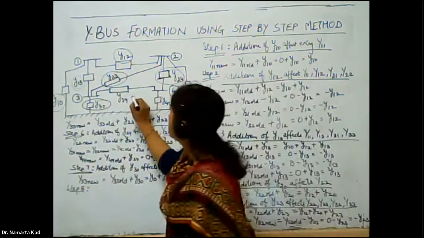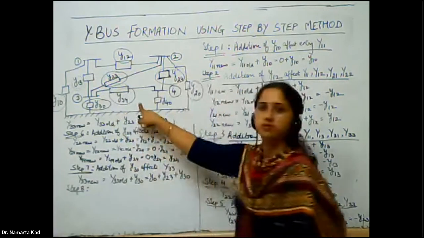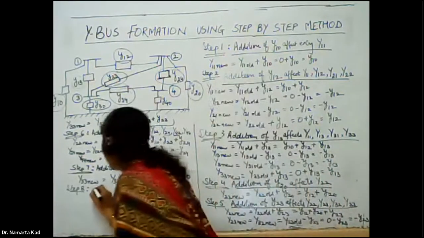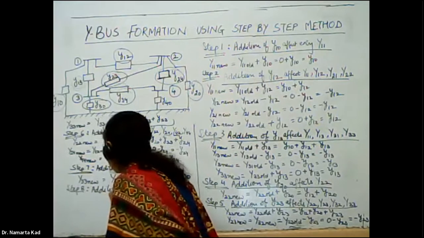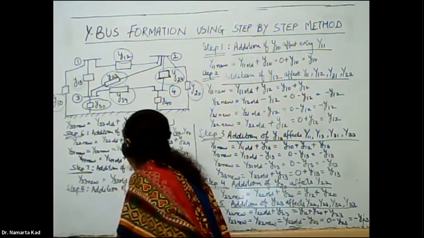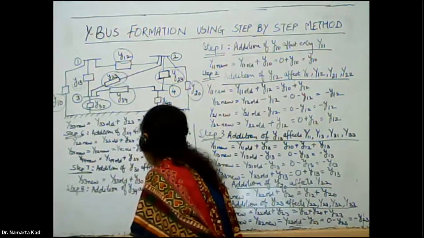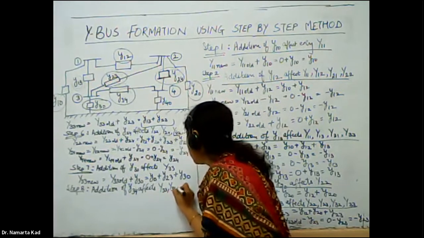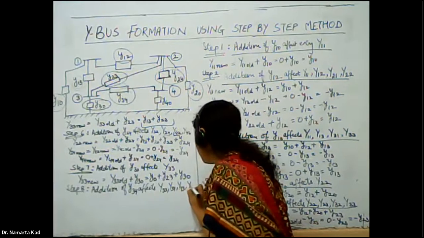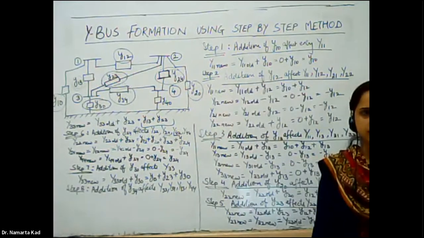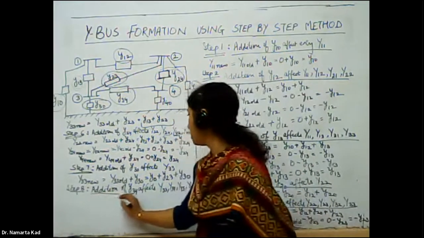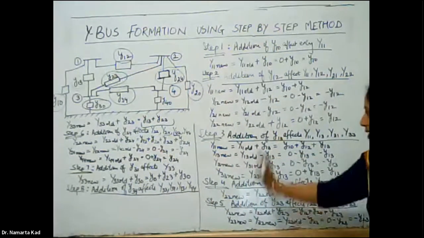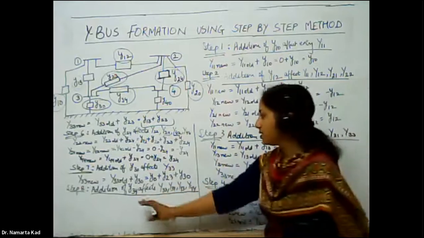Now we are going to add the admittance that is connected between bus number 3 and bus number 4. Addition of y34 affects which entries? One is y33, then y34, then y43, and finally y44. So these 4 entries are affected by adding the admittance between bus number 3 and bus number 4. Similarly, we are going to write down the new entries for these values.